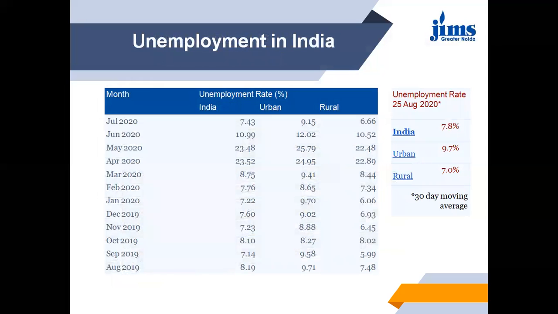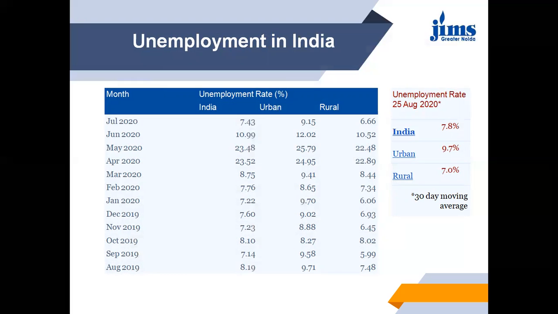So if we see unemployment in India in this graph, the figure in July 2020 shows the unemployment rate in India is 7.43, and in urban areas 9.15. But if we look at April, May, June, when the lockdown happened, the unemployment rate was 23.52%. So it's very high.